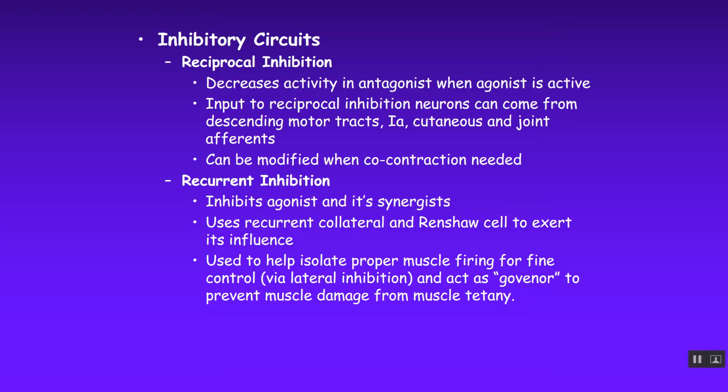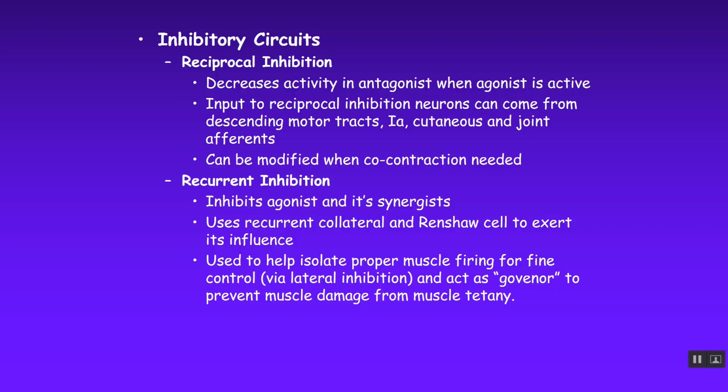Within our spinal cord, we've talked about some excitatory circuitry there. That's flexor withdrawal response and cross extension. Those are mainly excitatory in nature. But there are inhibitory circuits as well that primarily induce some type of inhibition at the spinal cord level.